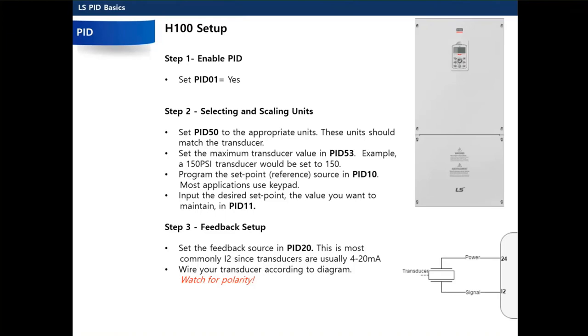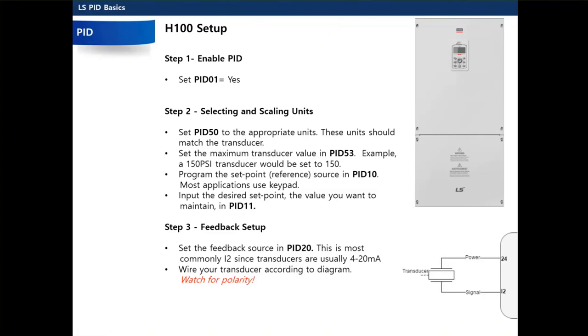So if you ever break a wire, or if it's miswired or anything like that, you could actually trip out on a feedback loss. If you don't set up a feedback loss and you disconnect the wire at your transducer, the drive's going to see that as zero pressure or zero feedback, and it's going to run full speed, which could cause issues. So that's why a lot of transducers are 4 to 20 milliamp.